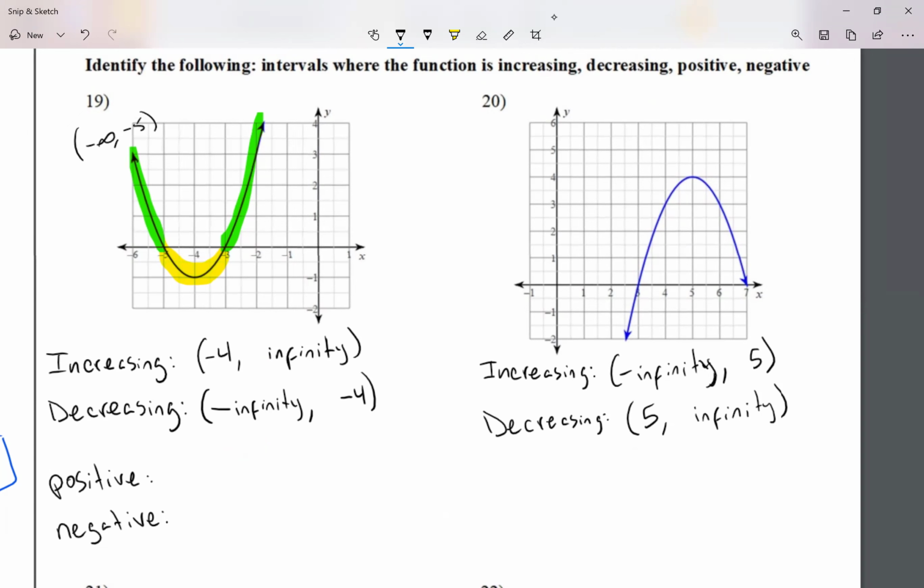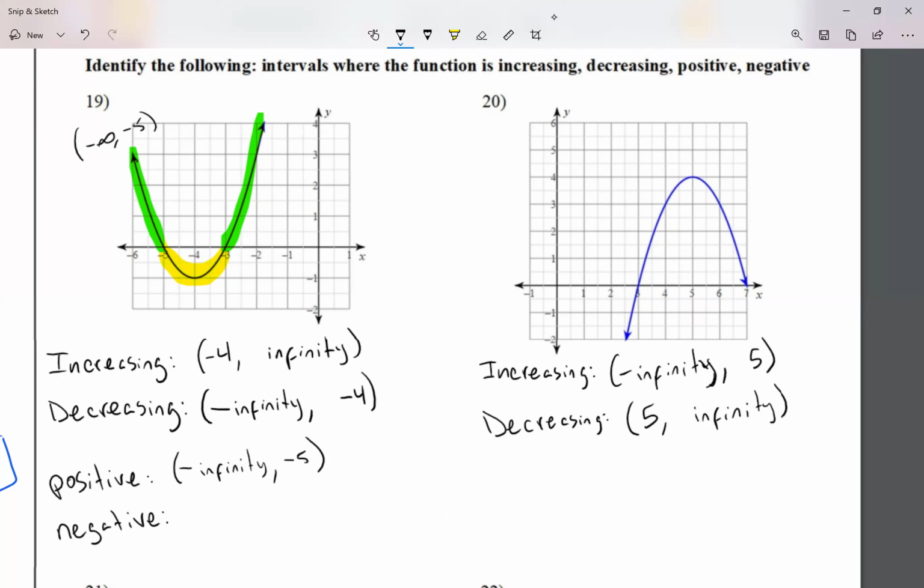Okay, so that's what I'm going to do for positive. My first one is going to be negative infinity to -5, and I close it because I have a second interval. I'm going to leave a space. Don't forget a space after the comma. When you guys are typing this in on your homework for the interval, don't forget the space after the comma.